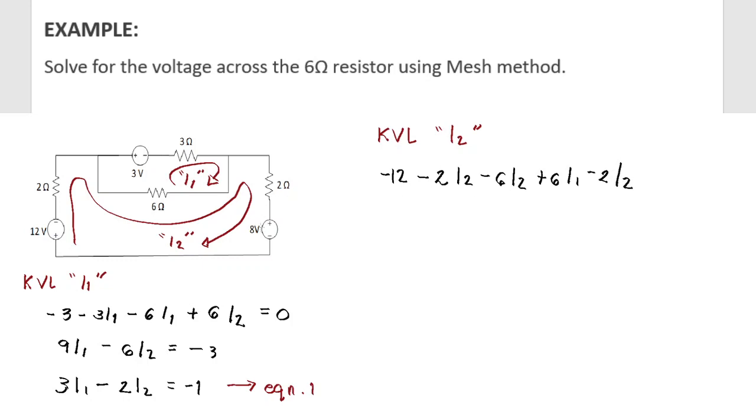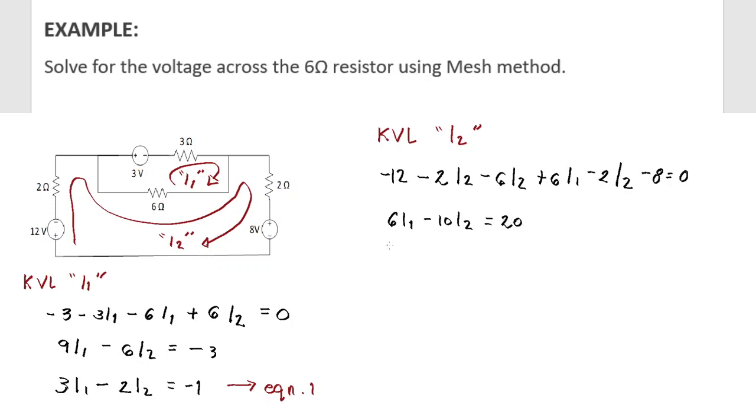Then with respect to this voltage source, it enters the positive, then leaves the negative. That would be a negative 8 equals 0. Simplifying the equation, we will have 6i1 minus I2. Negative 8 minus 2, that would be a negative 10i2. Then transpose all the constants to the other side of the equation. We would have negative 12 minus 8 equals 20.